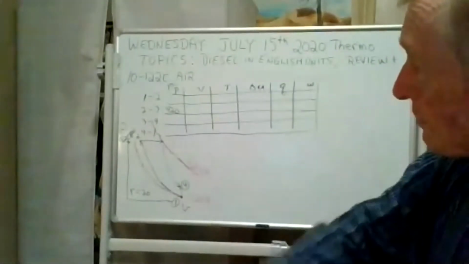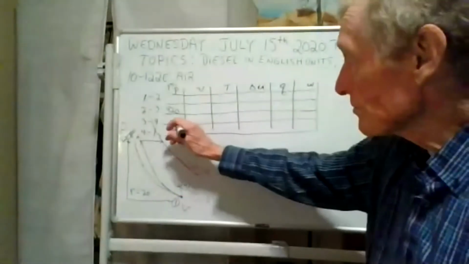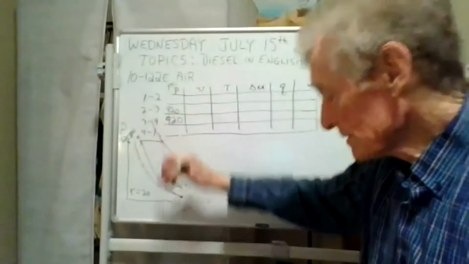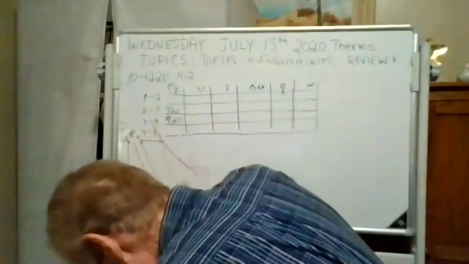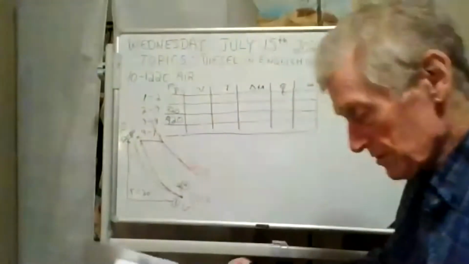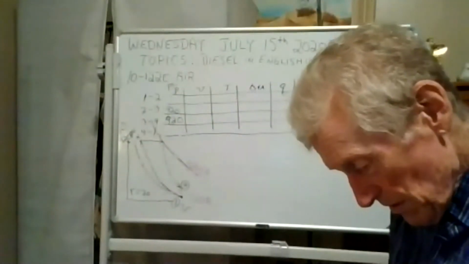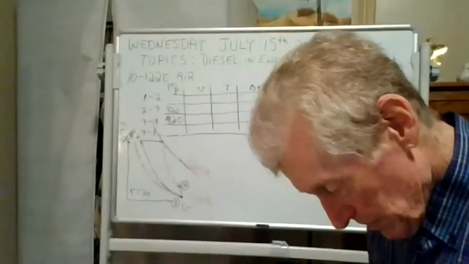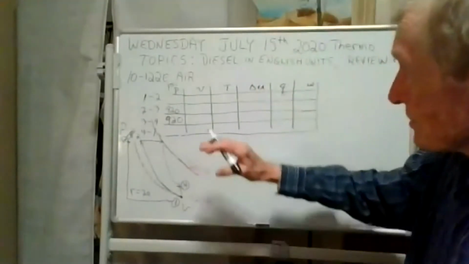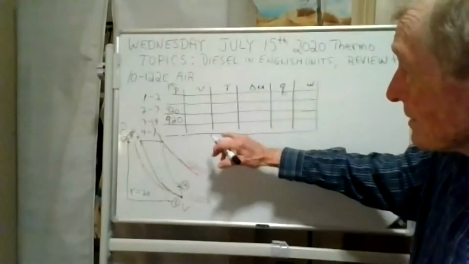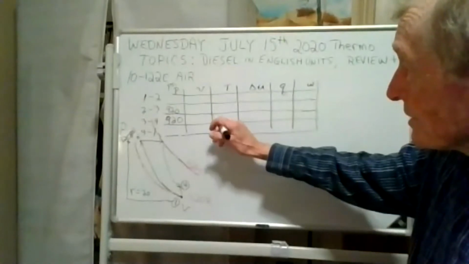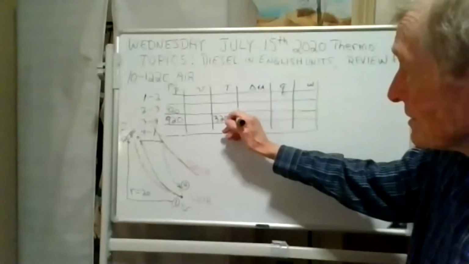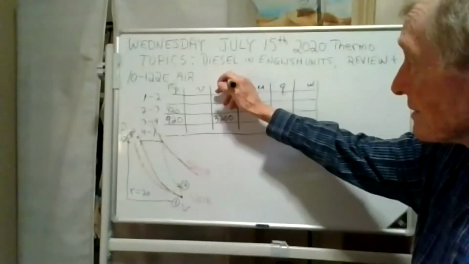Okay, well, let's see. Oh, we also know the pressure at 3 is 920. Maybe there's something I'm missing. Let me read the problem again. It says here, maximum temperature is 3,200. Well, let's write that in there. That's temperature at state 3, 3,200 Rankine.